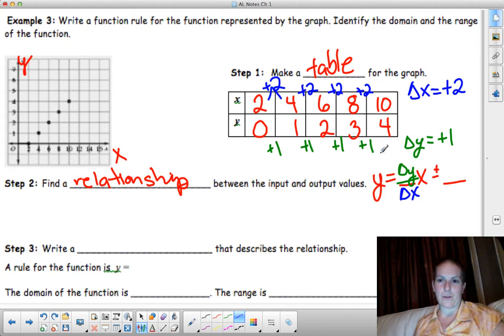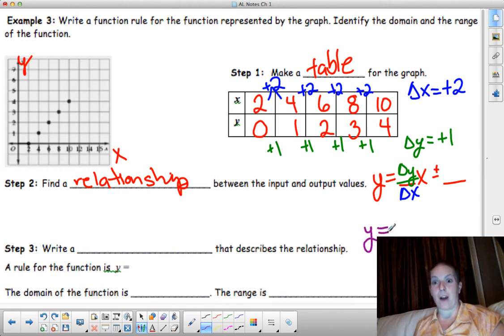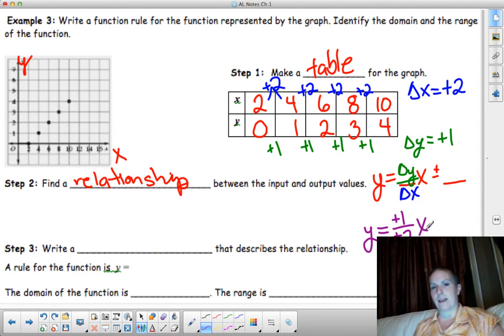So let's check it out. This problem has a change in y of 1, so we're going to say y equals, or the output equals, the change in y, adding 1, over the change in x, adding 2. We're going to multiply that times our input. And then the question becomes: do we need to add or subtract anything? So let's find out. Positive 1 over positive 2. So that's really 1/2 times x. We know that this is the multiplier. Change in y over change in x is always the multiplier.